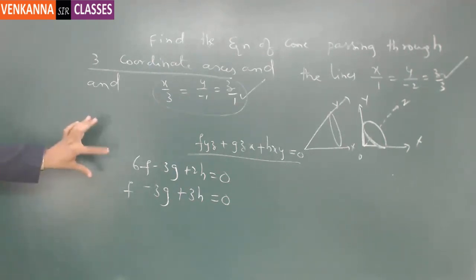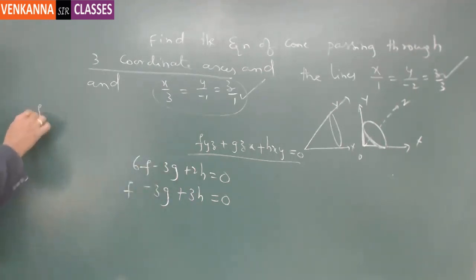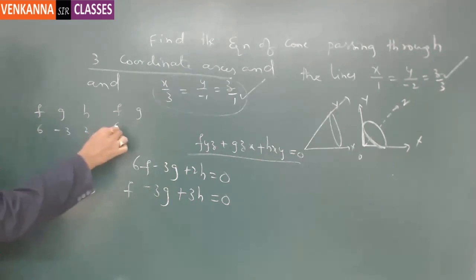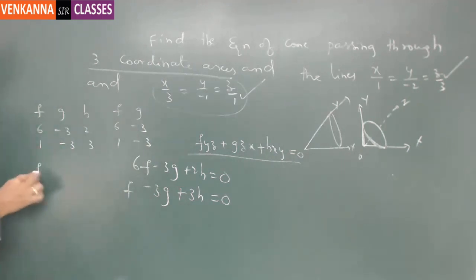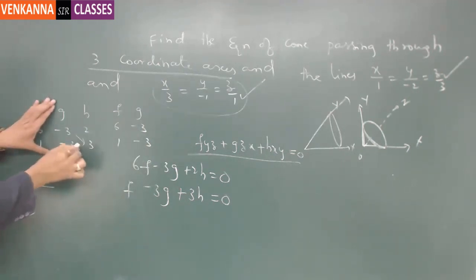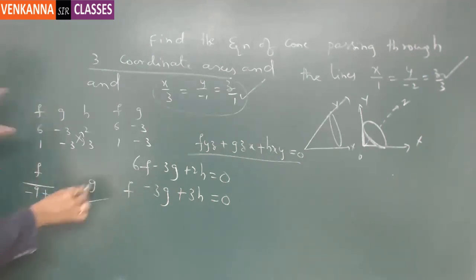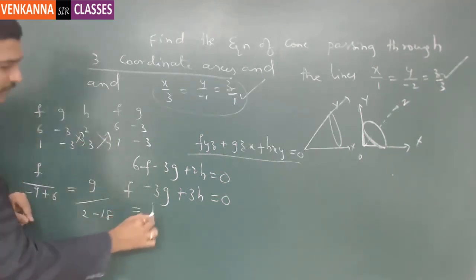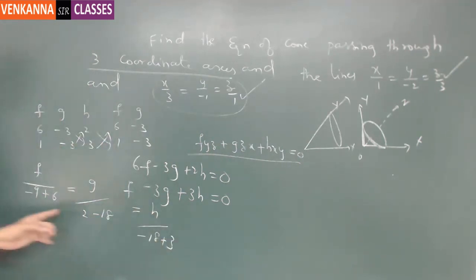So you have to solve these 2 equations. I think I have given the method. We will write like this: f, g, h, f, g. So 6, minus 3, 2, 6, minus 3, 1, minus 3, 3, 1, minus 3. So f by, I close this part, I will go for cross multiplication here. So minus 9 plus 6 is equal to g by, going cross multiplication you have 2 minus 18, h by, doing this part, minus 18 plus 3. Can you recall this method? What we did earlier?